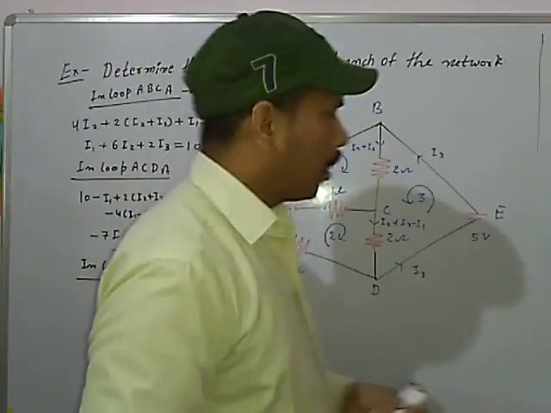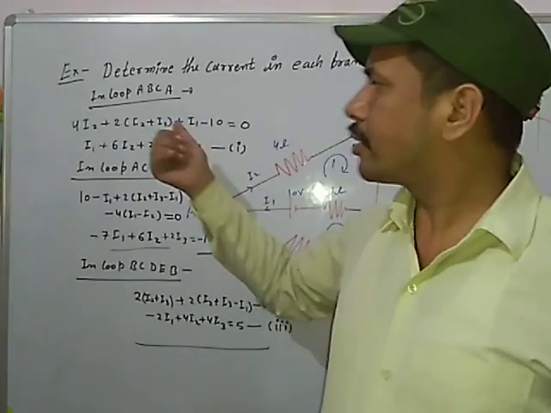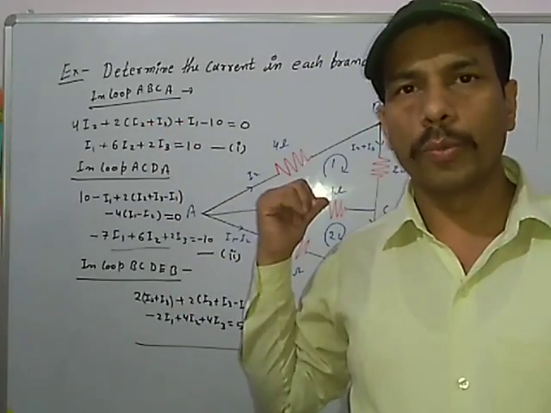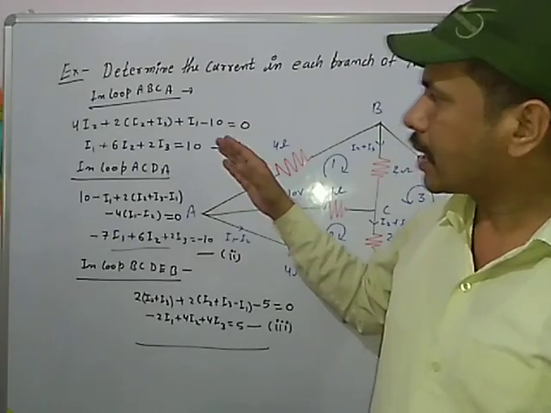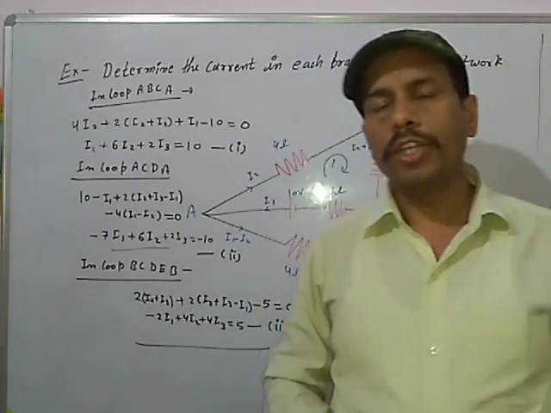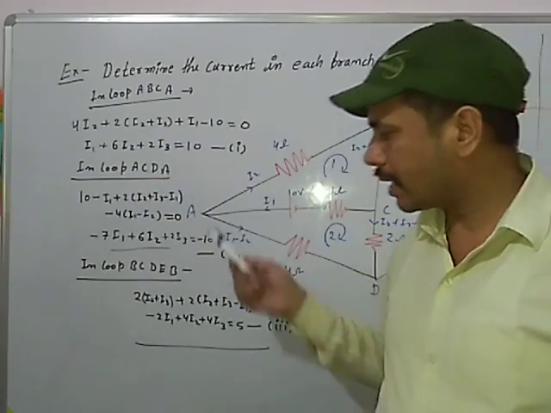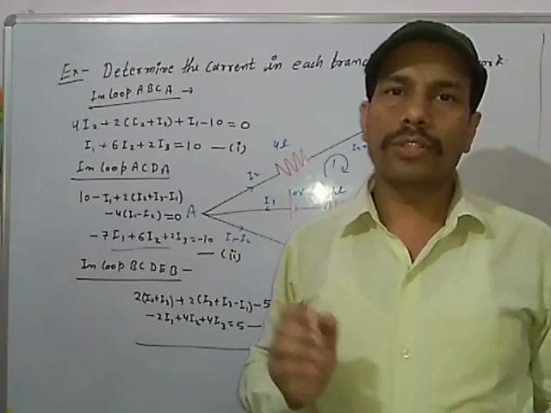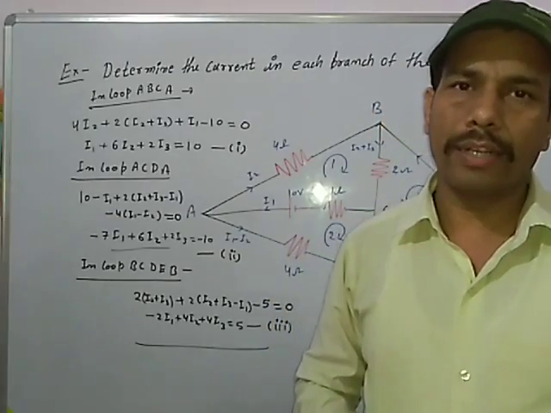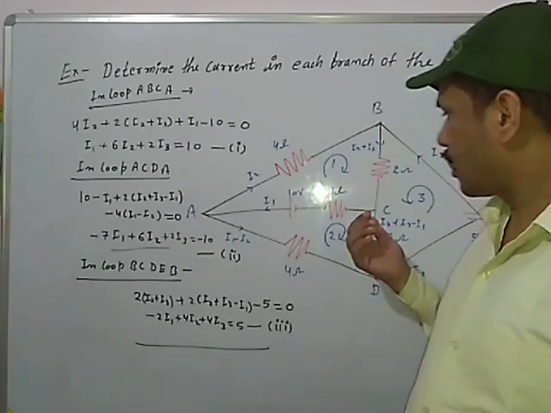In this way, in such circuits, by applying Kirchhoff's rule in different loops, we can obtain the linear equations. Here there are three variables, I1, I2 and I3. So we have obtained the linear equations of three variables, and there are three equations. Now after solving these equations, we can calculate the values of I1, I2 and I3. Then we can find the current in each branch.